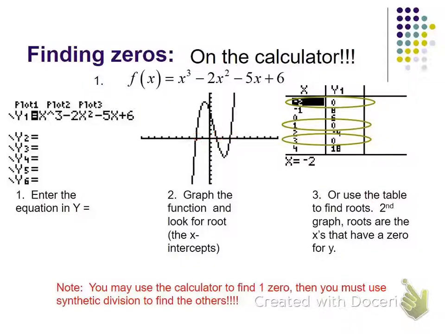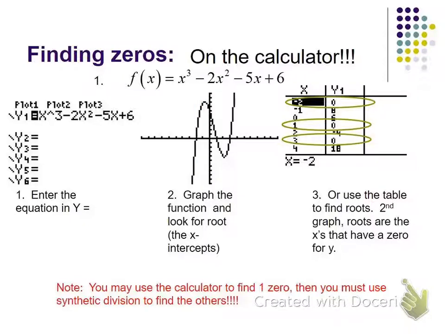What you could do, you TI people, at this point is go to second, calculate, and 0. Set your left bound and your right bound. Remember your walls. Hit enter, and it should give you that 0 right there. You can do the same thing here and the same thing here to get those zeros. And I wanted you to know that function was there.